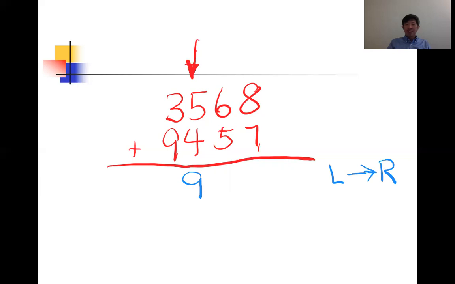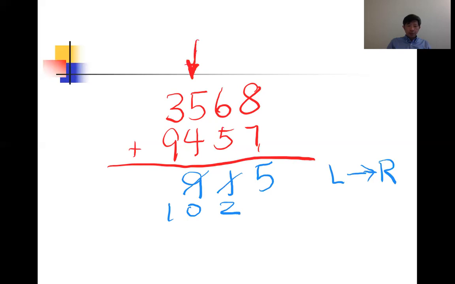6 plus 5, how many? 11. So put on the 1 and cross this out and put on the 0, okay? Now 7 plus 8, how many? Which is 15. Put on the 5 there and cross this out, it is equal to 2, okay? So that is the, we ended up left to right, okay, like this, okay?